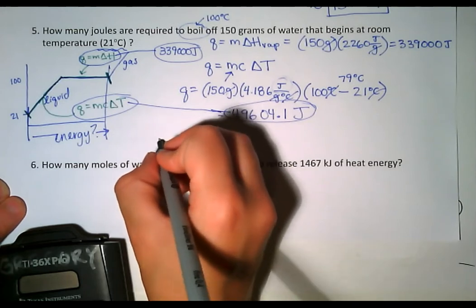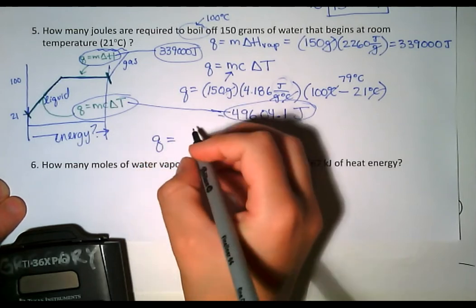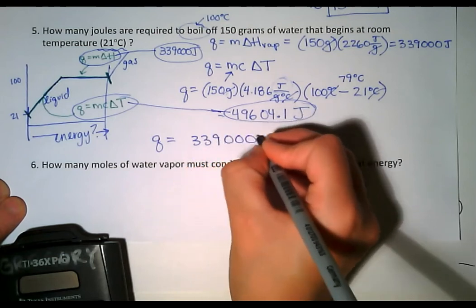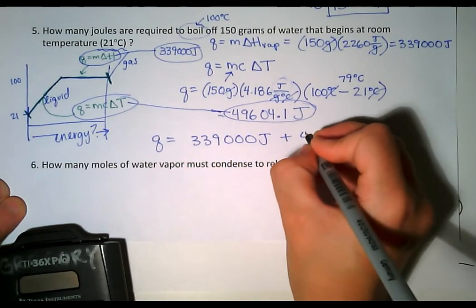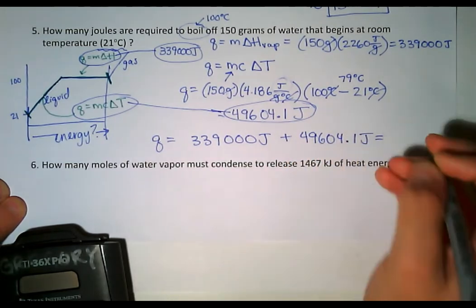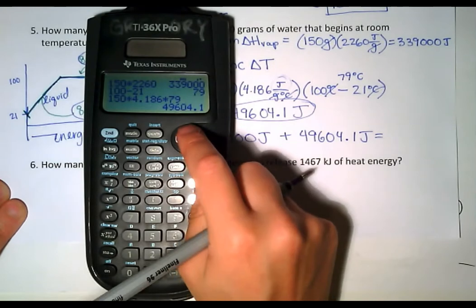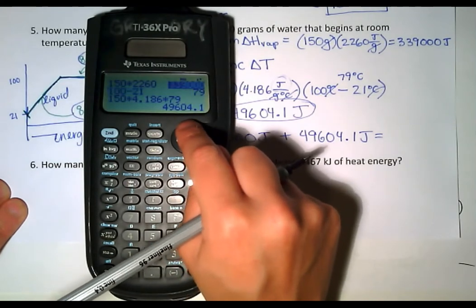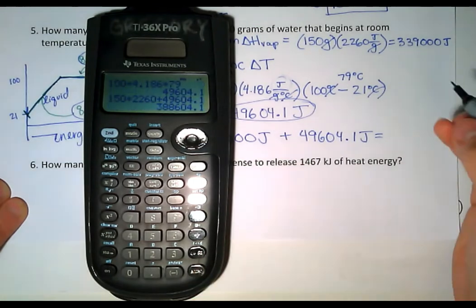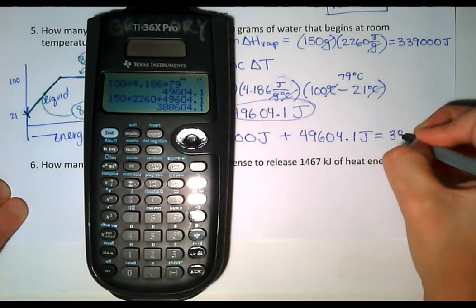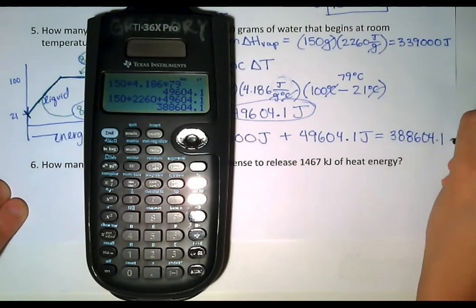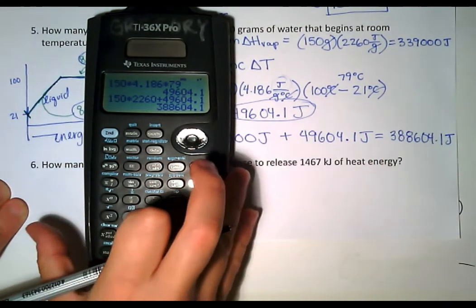So our total value for Q equals 339,000 joules plus 49604.1 joules. So if we add those two numbers together, I'm just going to go up and select those numbers in my calculator. If I add those two things together, it gives me 388,604.1. And that is a value of joules.